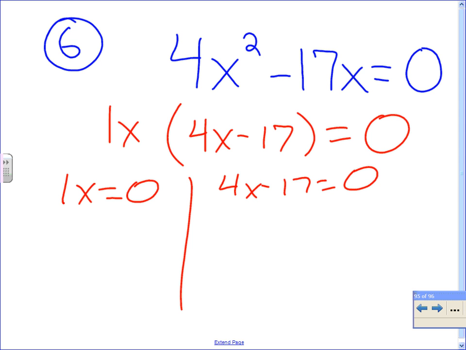Okay, go ahead and solve both of those, and then I'll ask you guys what you get for an answer in about a minute. So go ahead and finish solving both of those.